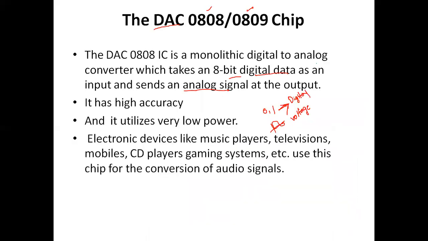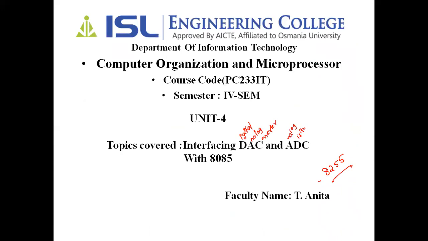They will ask you for a short note on ADC and DAC converters. Why? Because as this is a subject for ECE people, they will not ask you to draw the architecture of the DAC or ADC. They will just ask for the features and the pin diagrams if they want to ask in detail. That's it. So this is the brief introduction regarding the interfacing of a digital to analog converter and an analog to digital converter with the 8085 microprocessor.